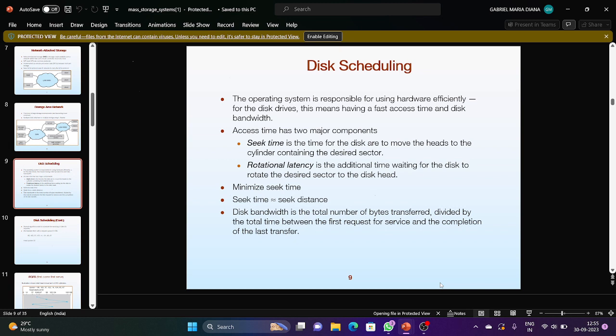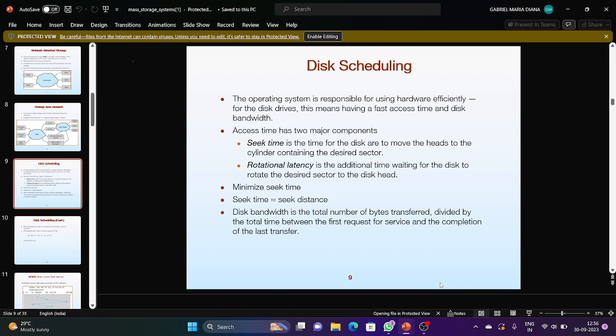Today we are going to discuss disk scheduling. Before, we discussed how the memory is stored in the secondary memory and how we can access the data from the secondary memory. Today we'll get to know about different types of disk scheduling algorithms. But before that, first we need to know what disk scheduling is.